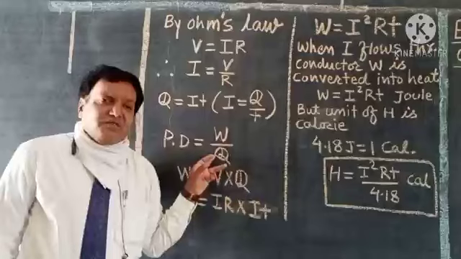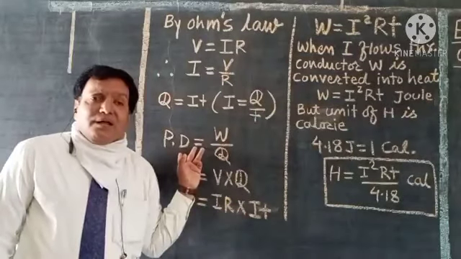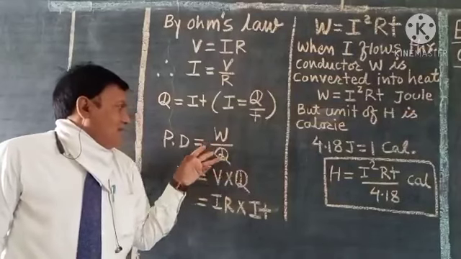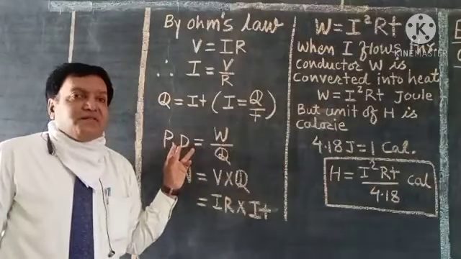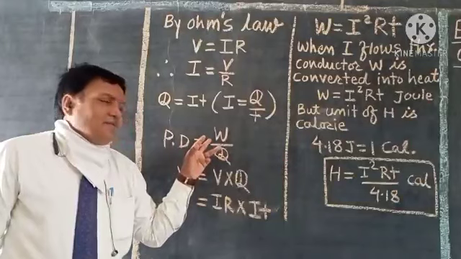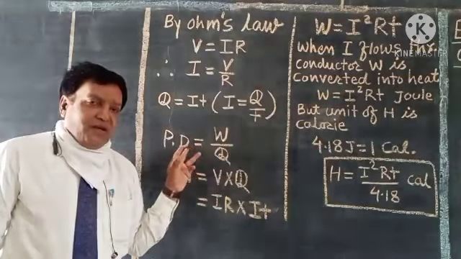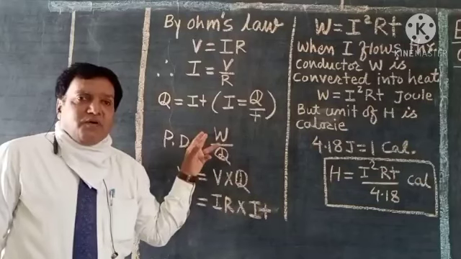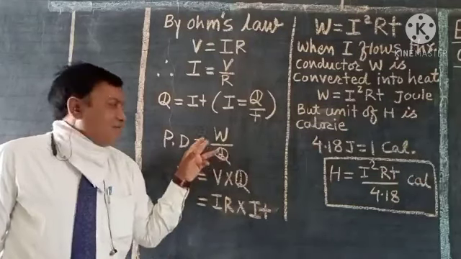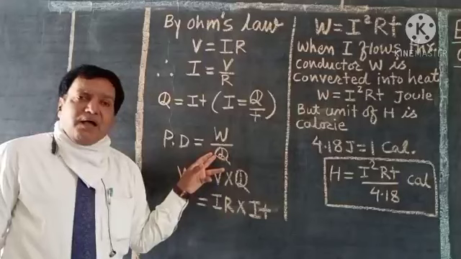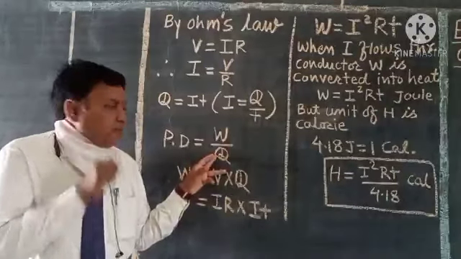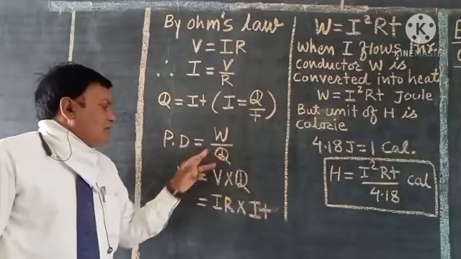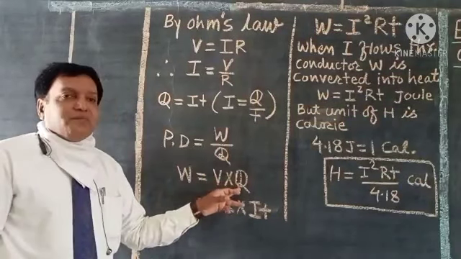Potential difference is nothing but the amount of work done to transfer a charge from one point to another point. Means potential difference is the ratio of work done to the charge transferred. Potential difference is denoted by V, so V is equal to work done upon charge transferred, that is W upon Q. Work done is denoted by W and charge is denoted by Q. Then W is equal to V into Q.